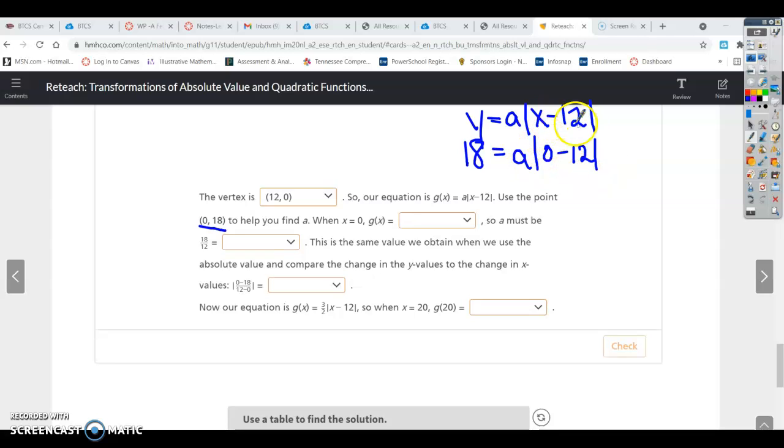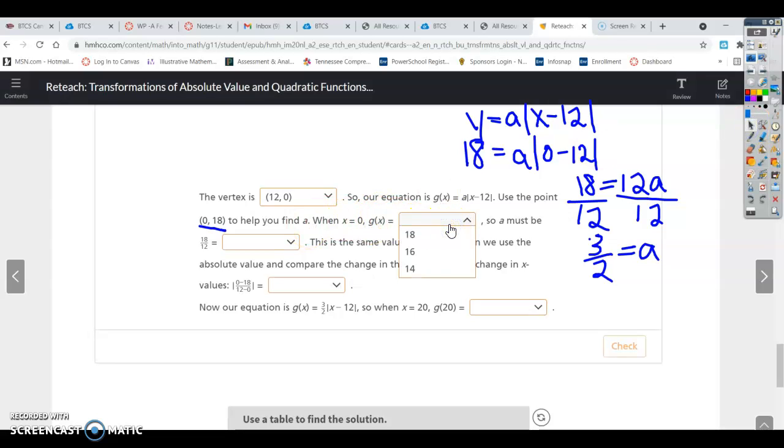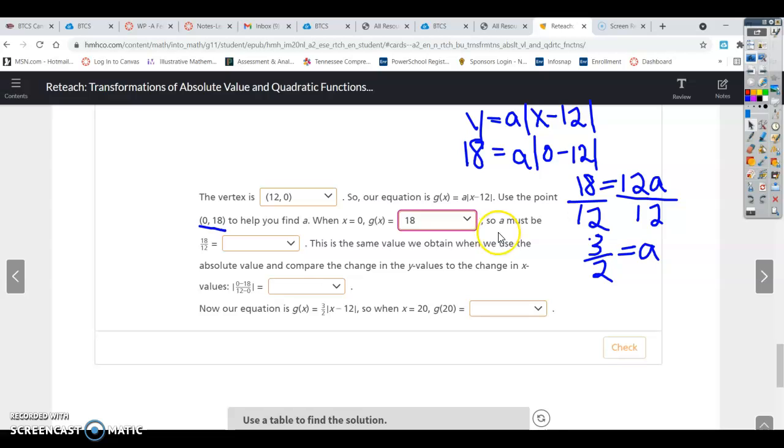So we know the absolute value of 12 is just 12. So it's 12 times a equals 18. Divide by 12. A equals 18 divided by 12, which is 3/2, or 1.5. All right, so that's how you would find a. Just substitute another point in and solve for that. So it says when x is 0, g of x, that's our y value, is 18. So a must be 18 over 12, which is what we just found right here, 18 over 12, which reduces to 3/2.